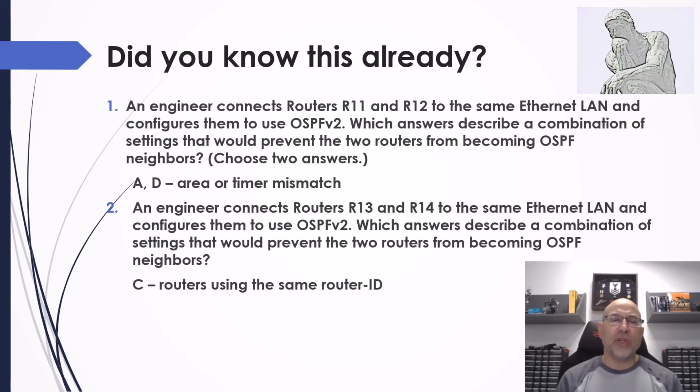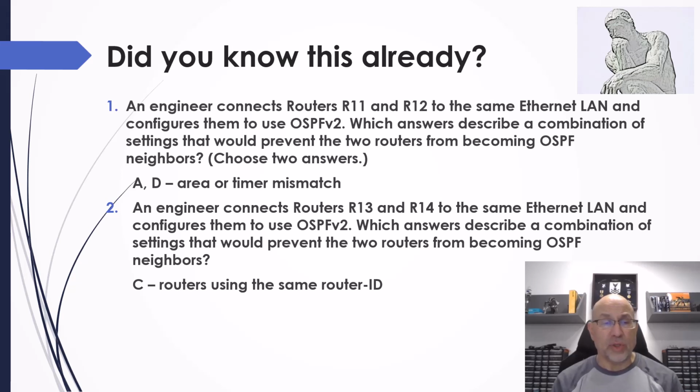All right, did you know this already? An engineer connects routers R11 and R12 to the same Ethernet LAN and configures them both to use OSPFv2. Which answers describe a combination of settings that would prevent the two routers from becoming OSPF neighbors? So remember, these are things that we just did that would break the neighbor relationship. If you have an error or a timer mismatch, instantaneously your neighbor relationship is going to have problems, as we saw in this video and the previous one.